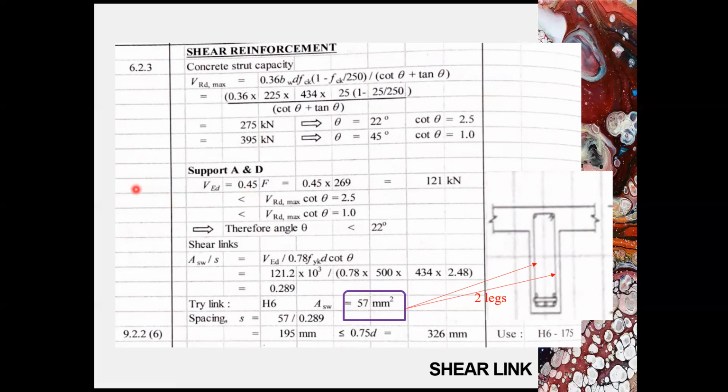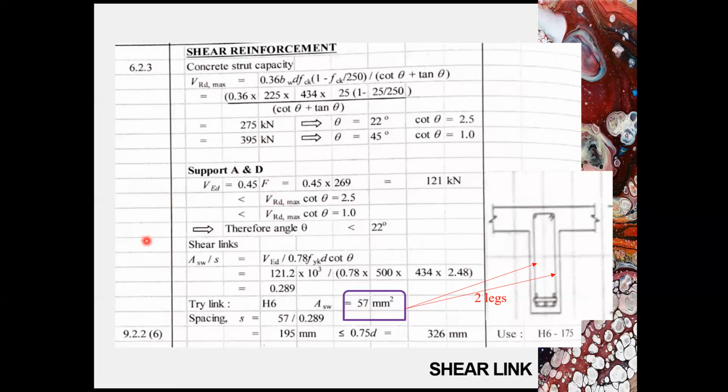VED is the applied shear force that we obtained through structural analysis, and for support A and D it is 121 kilonewton. We will compare the VED with the VRD max. In this case, the VED of 121 kilonewton is less than the VRD max at 22 degrees. Therefore, angle 22 degrees will be used. The shear link can be designed using this equation.